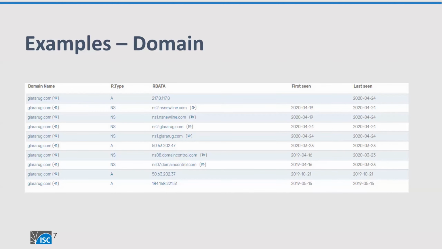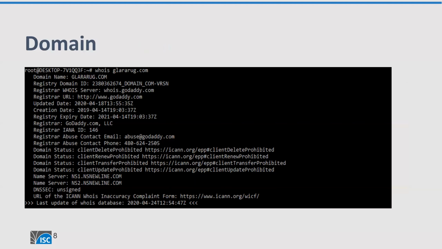And the whole point of this is that this is just your regular domain hijacking that you'll see. So we're going to go and look at the whois information.